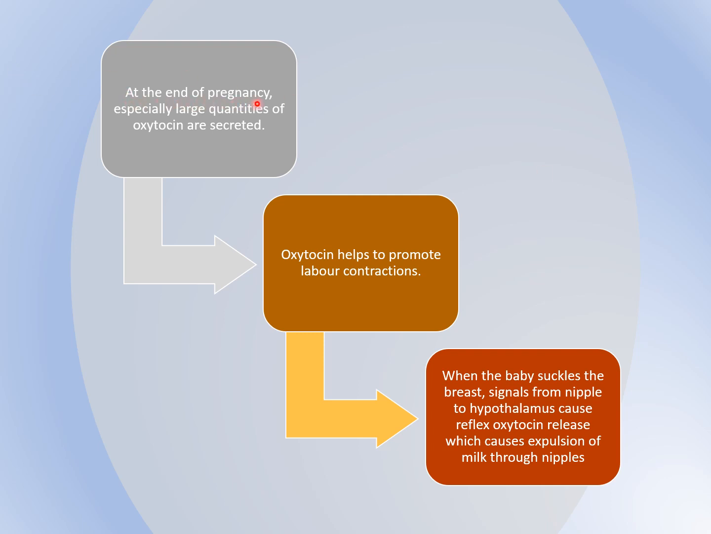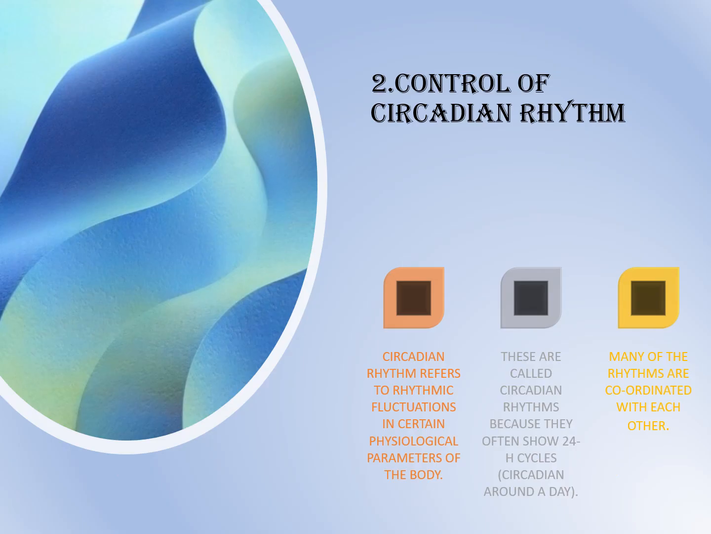At the end of pregnancy, especially large quantities of oxytocin are secreted. Oxytocin helps to promote labor contractions. Now when the baby suckles the breast, signals from the nipple to the hypothalamus cause reflex oxytocin release, and that causes expulsion of the milk through the nipples.